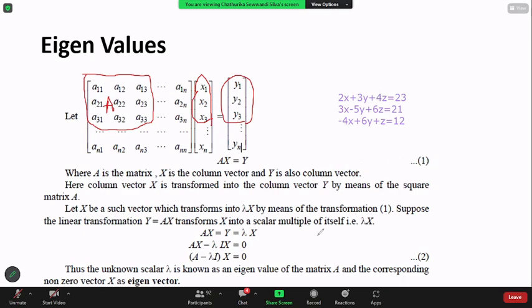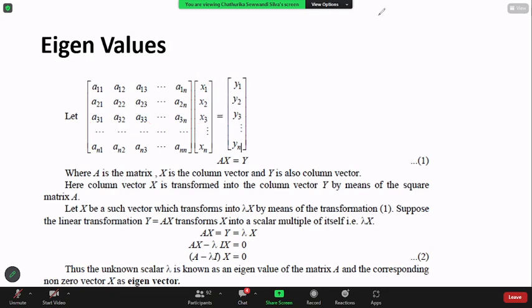Right? And also I think last week I told you, this is the original equation, capital A multiplied by capital X equals Y. Instead of Y, last week we put lambda X. So that means we can say AX equals lambda X. That is the basis which we are talking about here.